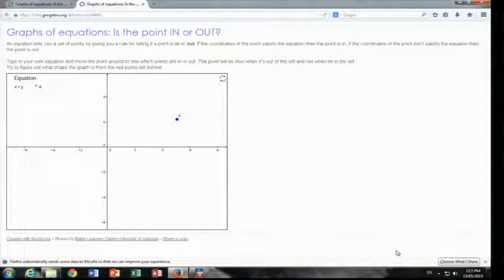But before I get to that, I need to talk about what a graph is and what an equation is for. So fundamentally, a graph is a collection of points.